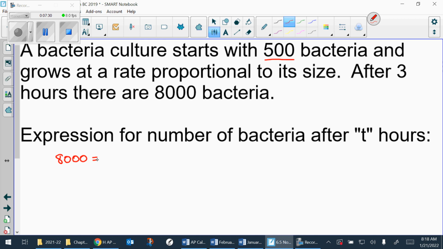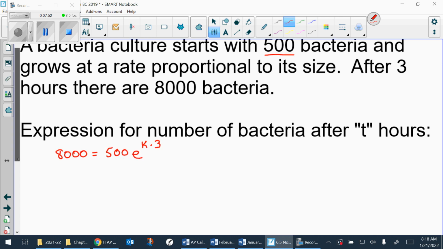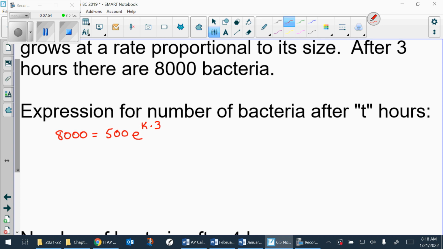And that's going to be equal to a previous amount. We'll call that 500. e to the K, now I don't know what K is, but I do know that this situation occurs, we have 8,000 at a time of 3. So I should be able to figure out what K is. First thing I would do is divide each side by 500, and then I grab my calculator and I figure that out, and I get 16 equals e to the K times 3.